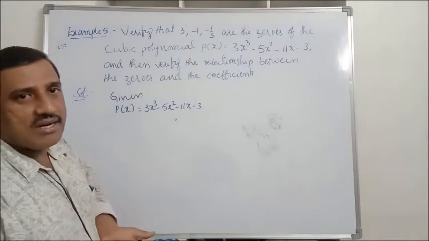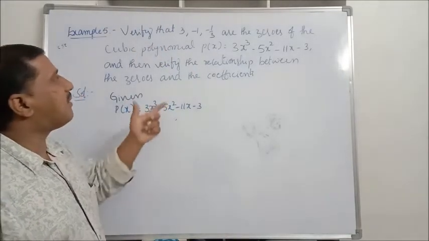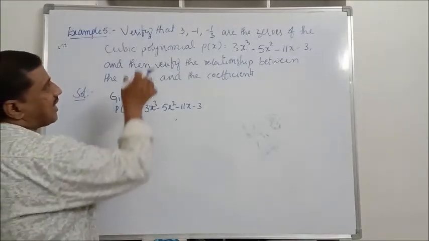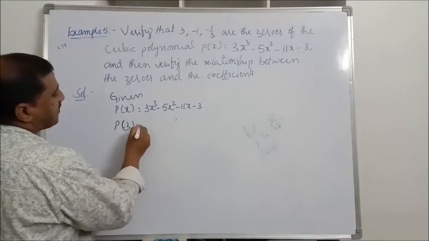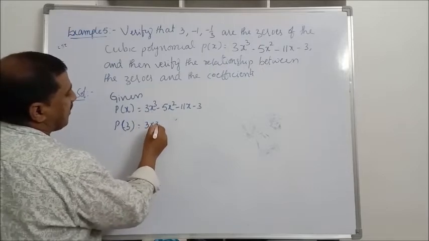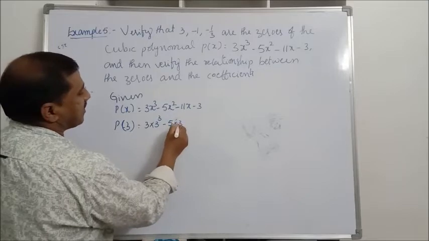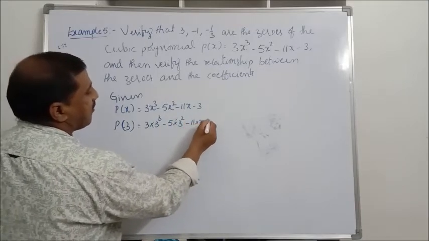If we get 0 on simplification, then we can say that 3, minus 1, minus 1 by 3 are the zeros of the given polynomial. So let us find out. p of 3 means x is equal to 3. Substitute x is equal to 3. That is 3 into x cube means 3 cube, minus 5 into x square means 3 square, minus 11 into x means 11 into 3, minus 3.